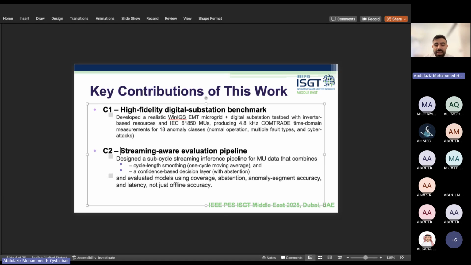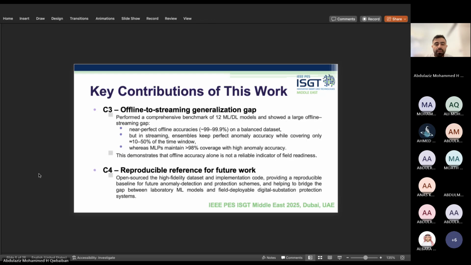We have a streaming-aware evaluation pipeline. We have built a moving average, and a confidence decision layer with abstention, يعني abstain يعني يمتنع عن الكلاسيفاي. We have an offline to streaming generalization gap. We want to compare. يعني let me ask you a question.